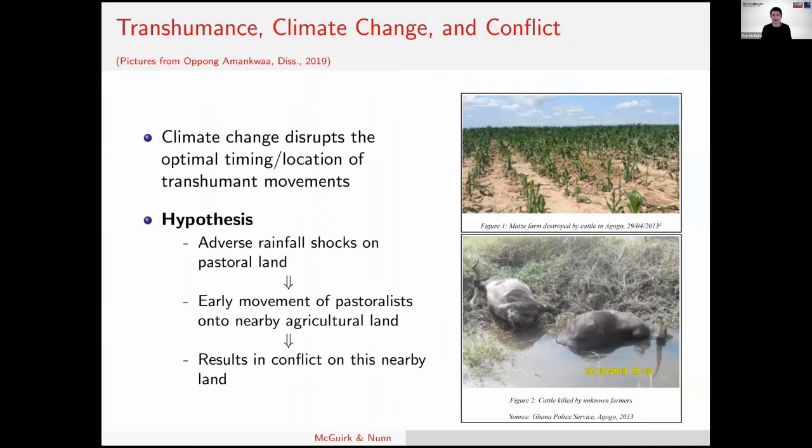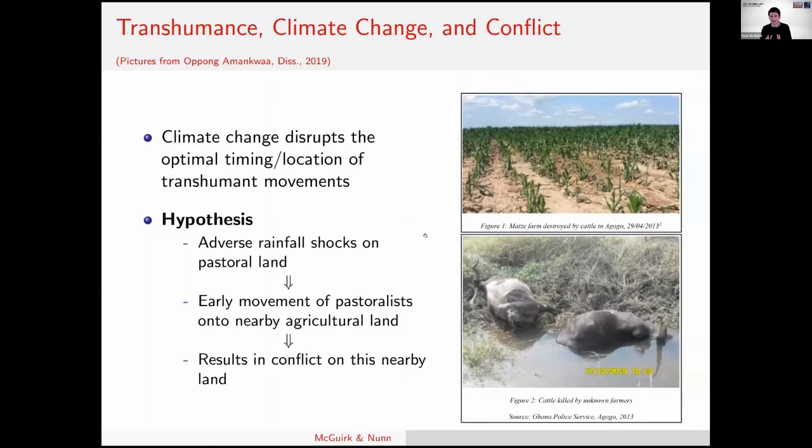So what might this look like? Animals might damage crops. There'll be competition for water, competition for pasture. And this is what's going to make conflict emerge. Here are a couple of photos from a dissertation by Apong Amankwa. In the first figure, we see a maize farm destroyed by cattle in Agogo in Ghana. And then we see the retaliation down here, which is cattle killed by the farmer involved.